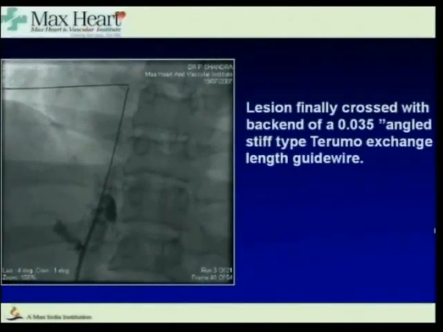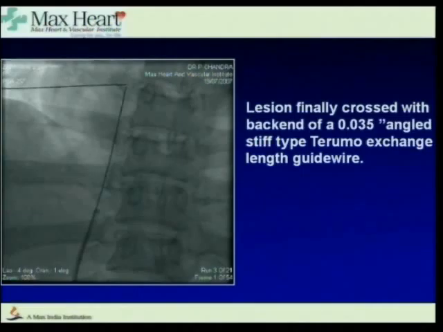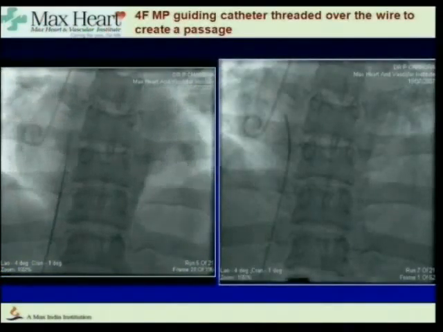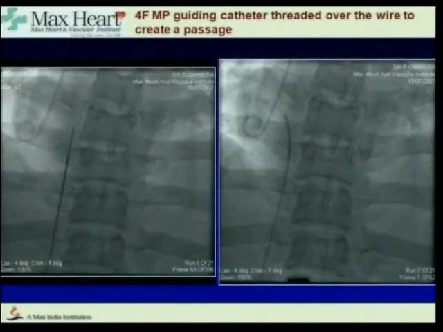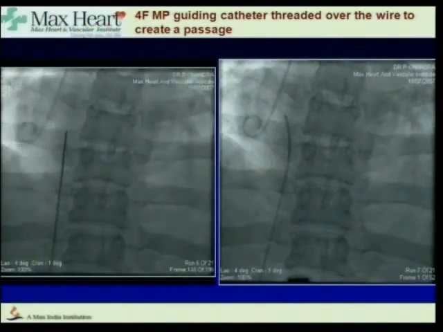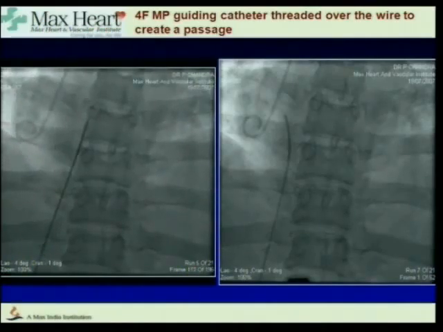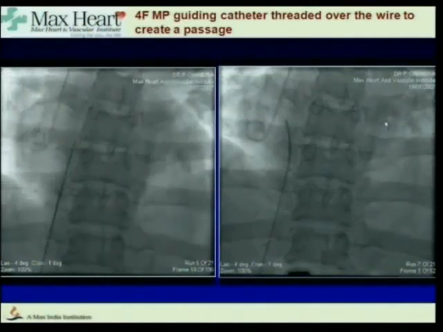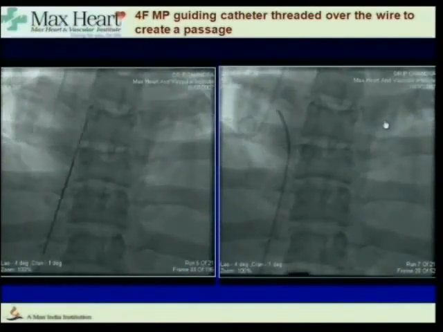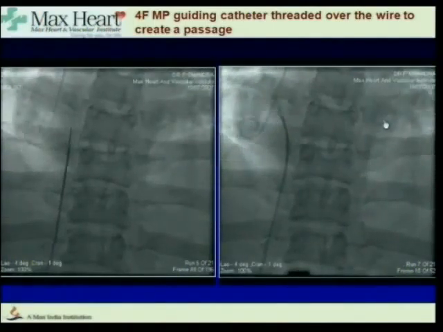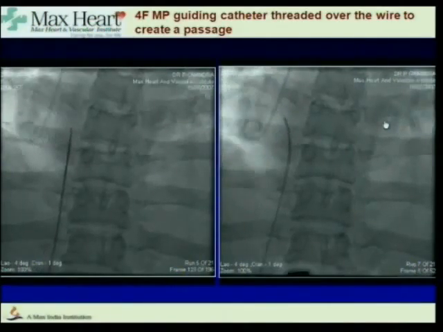Finally, we could cross this lesion with the back end of a 0.35 angled stiff-type Terumo exchange length guide wire, and one could see that we have crossed into the RA with this wire. We then took a 4F multipurpose guiding catheter and threaded it over this wire to create a passage and go into the RA. This angiogram shows that we are in the RA, and when we inject contrast we know that we're in the right place.